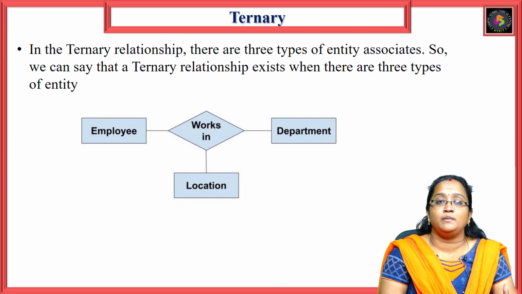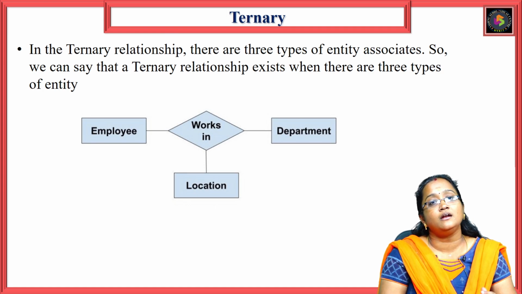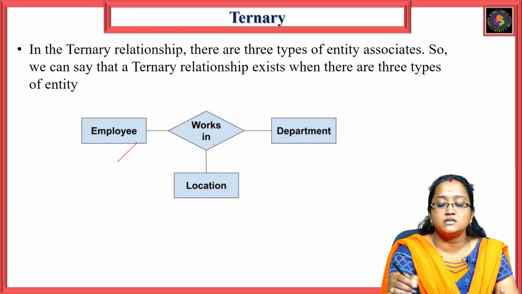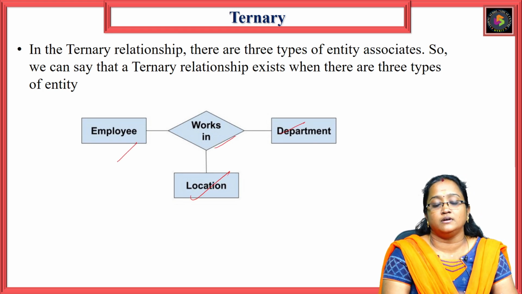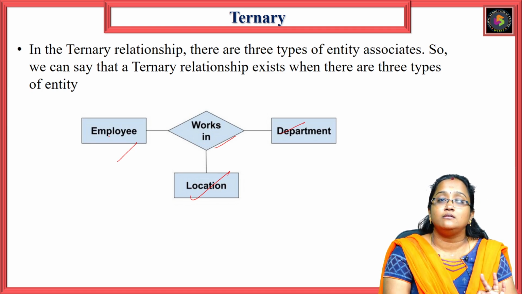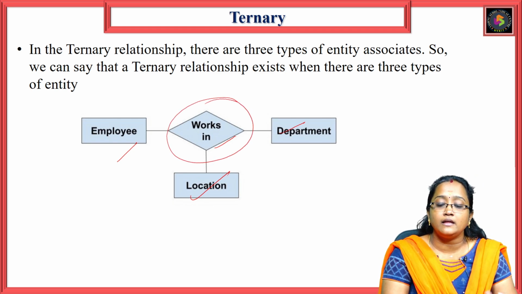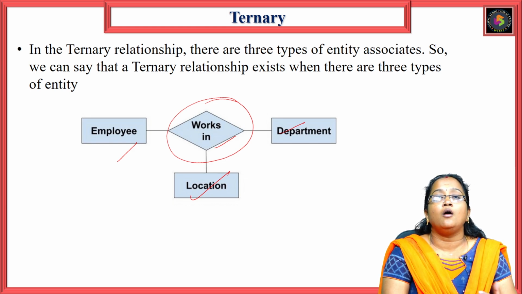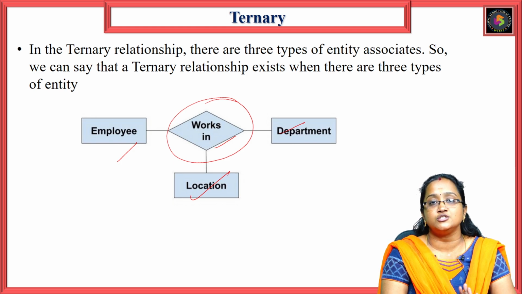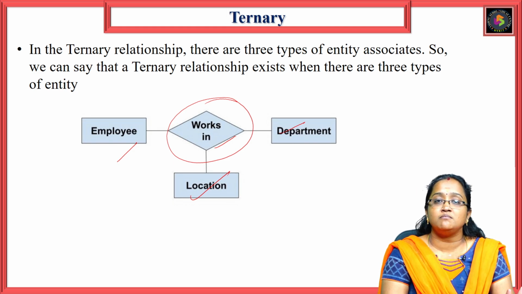Next, ternary means there will be three entities participating in a relation. For example, employee works in department in this particular location: works in department, works in locations. So this employee, department, and location are three entities which have a relationship, works in. Then it is called a ternary relationship. Degree of relationship means how many entities are participating in a relationship. Unary means one, binary means two entities, and ternary means three entities will participate in a relationship.